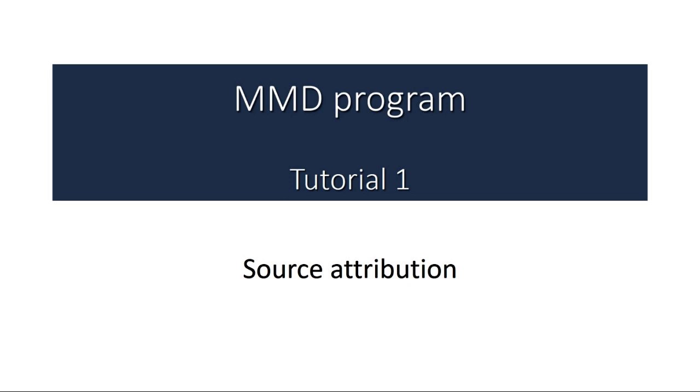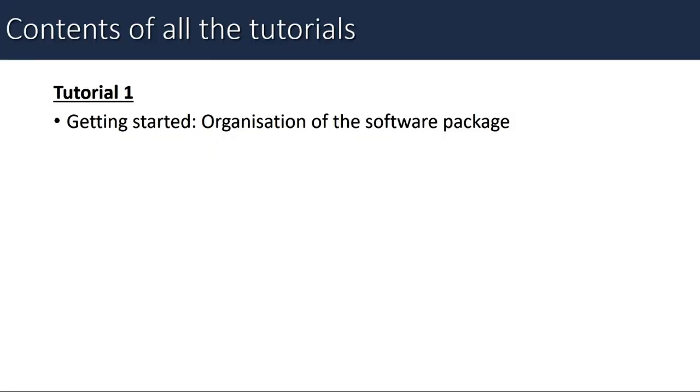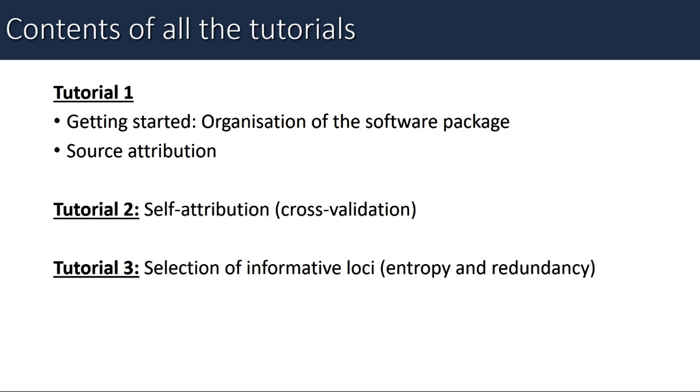This is the first video tutorial on the MMD program, which can be used to assign individuals to sources and select informative genetic markers for source attribution. In this video, we describe how the working space of the program is organized and how it can be used for source attribution. The use of the program for self-attribution and selection of informative loci is described in two separate videos. The video tutorials focus on the Windows executable package, which can be downloaded as a zip file.